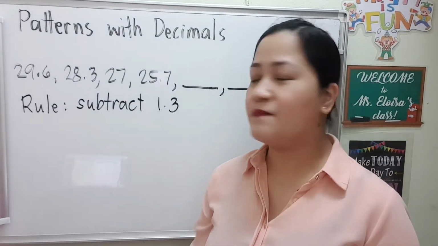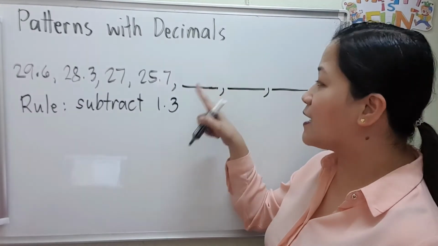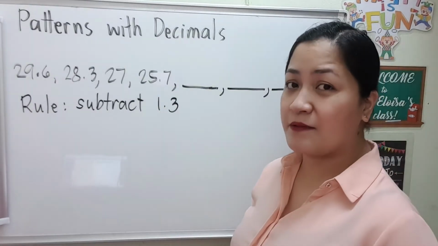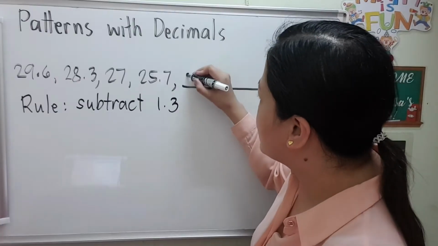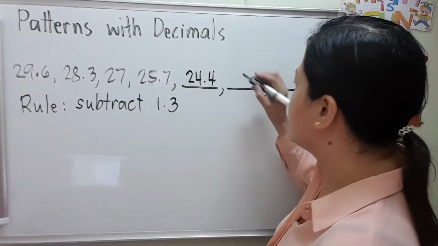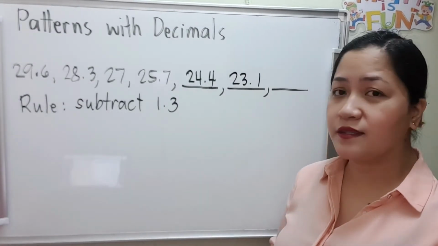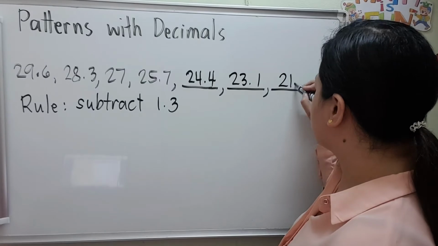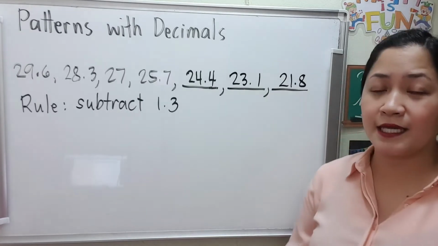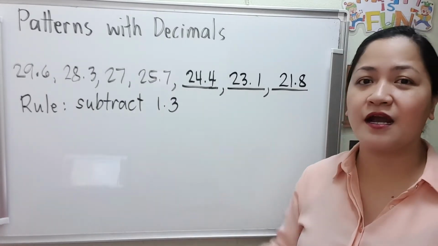So do your subtraction now. Subtract 1.3 from 25.7. Then when you get the next number, subtract again 1.3 from it to get the next number, and so on. So 25.7 minus 1.3 will give us 24.4. And then 24.4 minus 1.3 will give us 23.1. And 23.1 minus 1.3 will give us 21.8. So that means 24.4, 23.1, and 21.8 are the next 3 terms in our sequence. And the rule for this sequence is subtract 1.3.